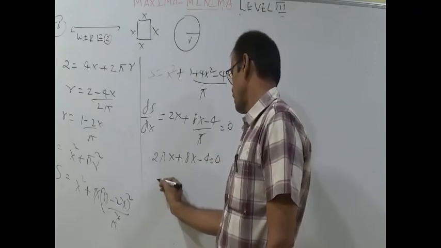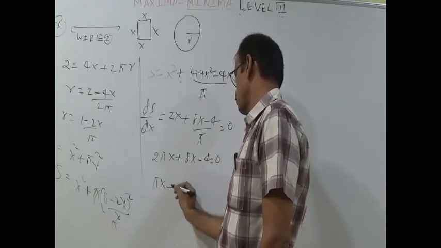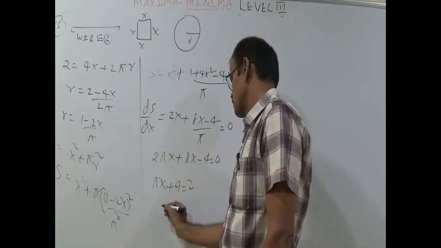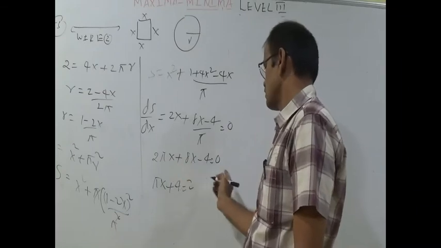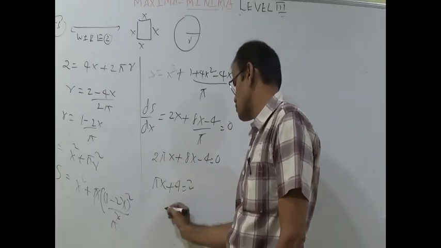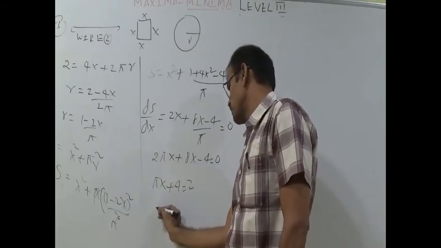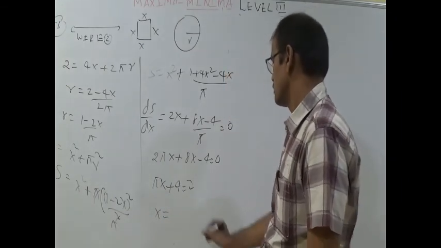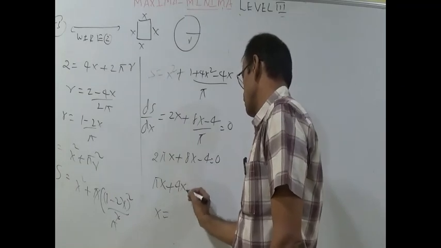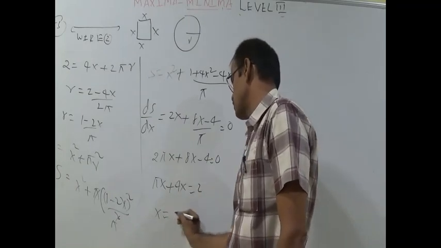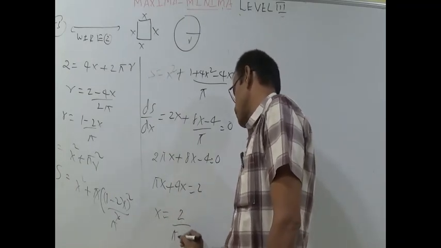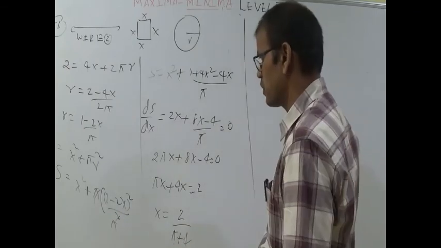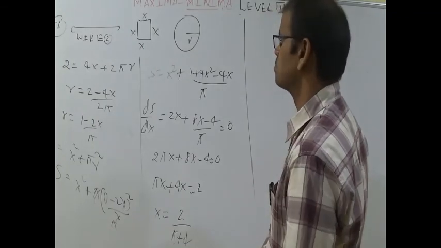With 2 you divide it: pi x plus 4x minus 2 equal to 0. Okay. Pi x plus 4x equal to 2. X is equal to 2 by pi plus 4 you can write here. X is equal to 2 by pi plus 4. X we got. So what is the r?